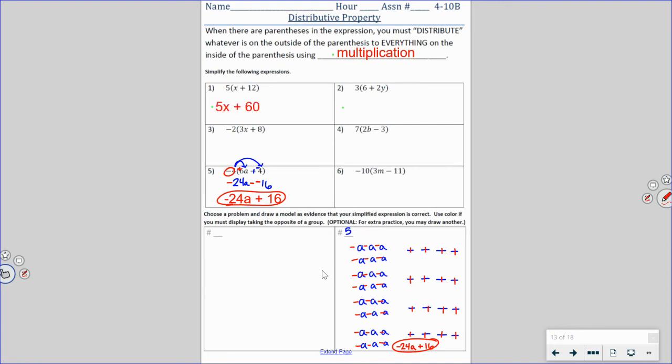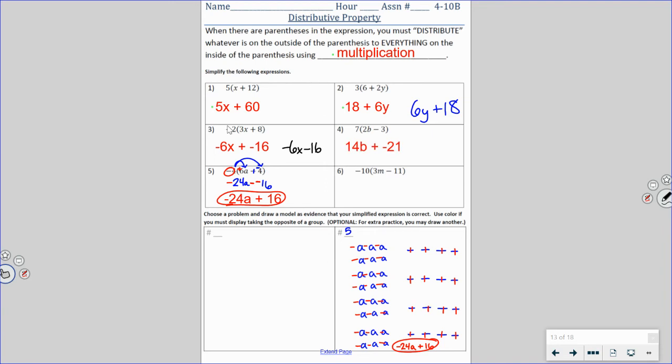So 5 groups of x, 5 groups of 12, that's going to end up being 5x plus 60. 3 groups of 6, 3 groups of 2y's, and yes, you may rewrite that with the variable term first and the constant term second. Now careful with number 3, which has that opposite symbol. So the opposite of all those positive turns negative. The opposite of all those positive turns negative. We end up with negative 6x's and a negative 16. Yes, you may write that as subtraction if you wish. Number 4, 7 groups of 2b's, 14b's, 7 groups of negative 3, negative 21.